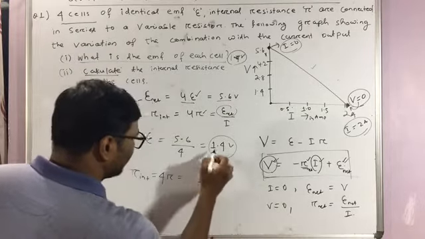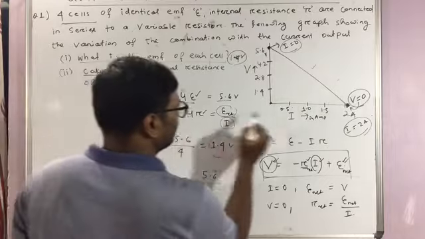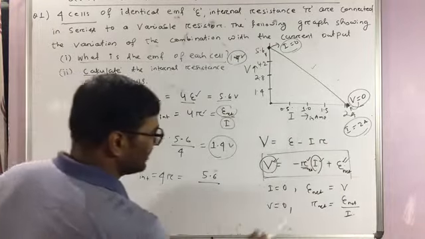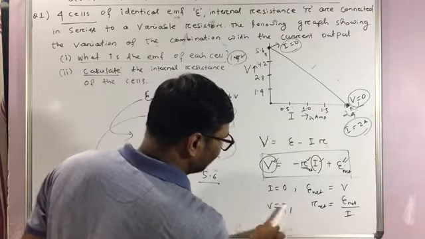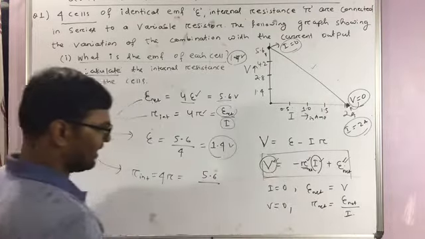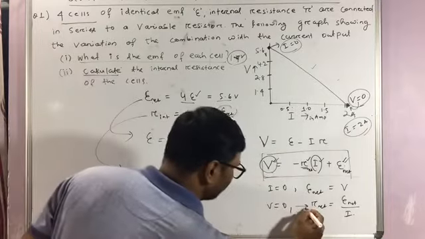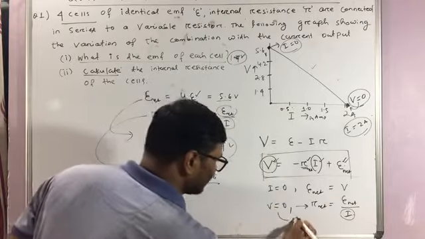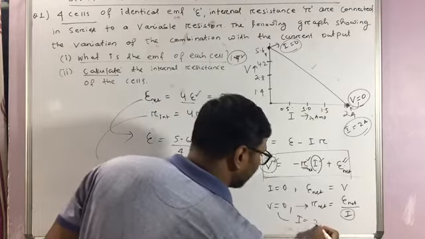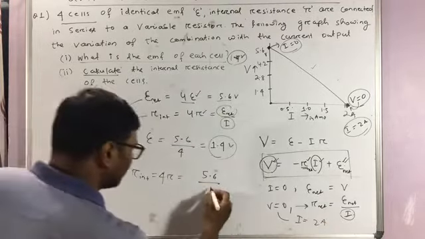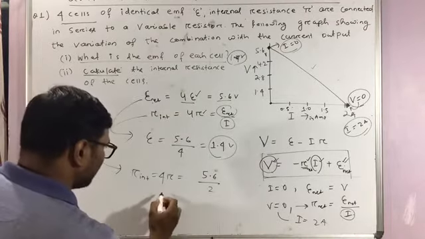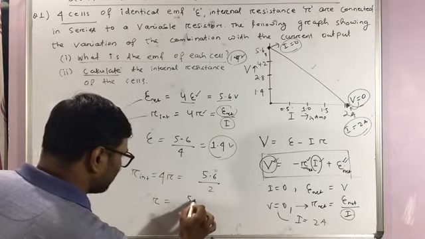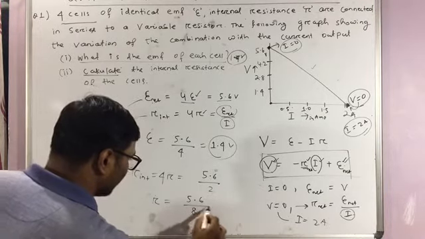5.6 divided by your I. This is the point where we took the value of I to be 2 ampere, because when V is equal to 0, in that condition only R net is equal to E net by I. For this condition we need to take the value of I when V is equal to 0. In this case I is equal to how much? From the graph it is 2 ampere. So you take 2. So 4R is equal to 2, means R is equal to 5.6 by 8.